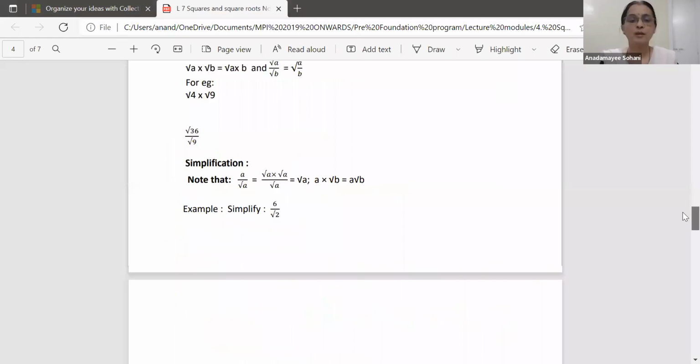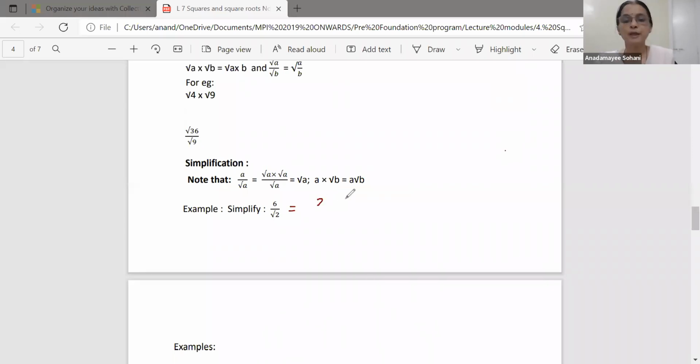Suppose I have to simplify 6 upon root 2. How will I do this? I know 6 is 2 multiplied by 3. So 6 upon root 2 is 2 multiplied by 3 upon root 2. Now this 2 I can also write as root 2 into root 2.